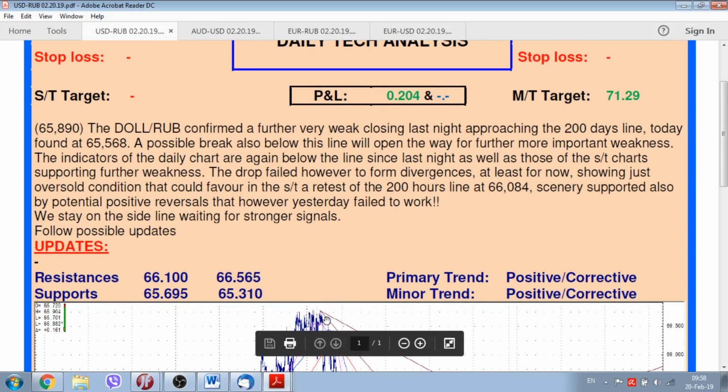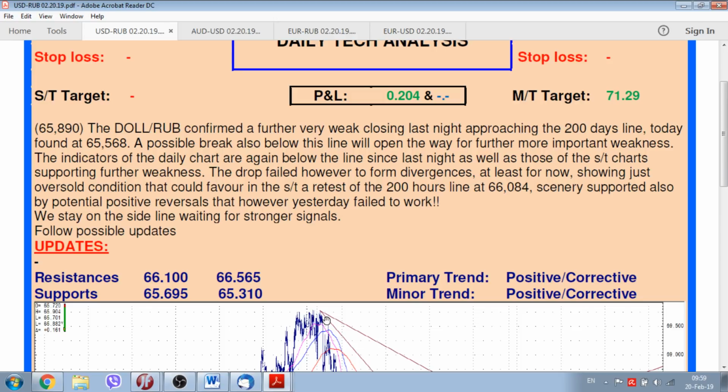And at last, finally, some words about the dollar ruble. Dollar ruble, as the euro ruble, confirmed a very weak closing last night, approaching the 200 days line today found at 65.568. A possible break also below this line will open the way for a further, more important weakness.